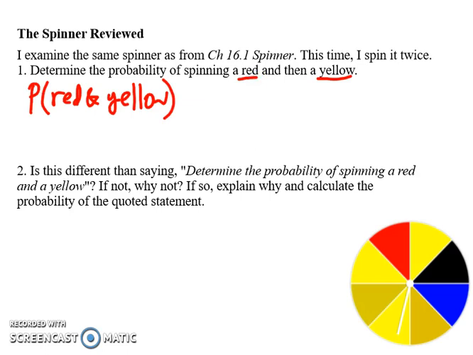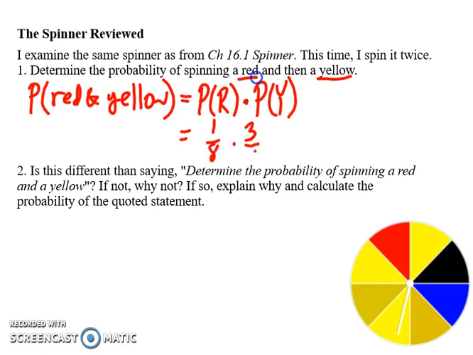So I think about these are independent. So I can do the probability of having the red times the probability of having the yellow, which would be 1/8 times 3/8, which would mean that that probability would be 3/64. Now the question is, what's the difference between that keyword of having then versus just saying and a yellow?